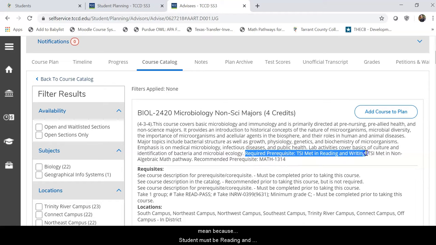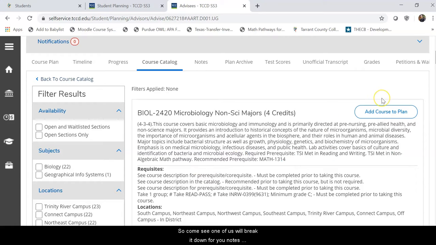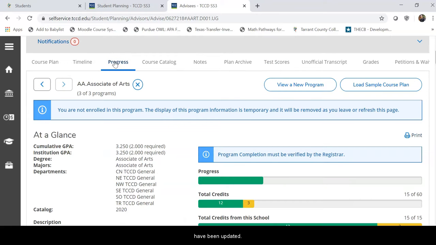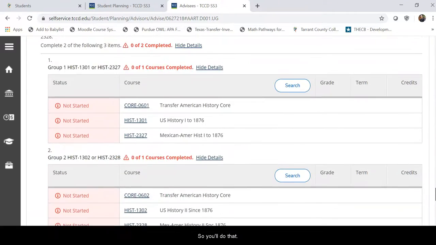That's what these notes right here actually mean. TSI Met in reading and writing, TSI Met in non-algebraic math pathway, and all that good stuff. So come see one of us. We'll break it down for you, okay? Because, yeah, the notes have been updated since the last time I looked at this before spring break. So you'll do that.